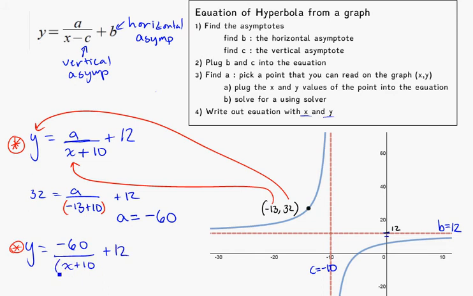And remember, if you do have to put it into your calculator for any reason, you need brackets around the x plus 10 in the bottom. Okay.